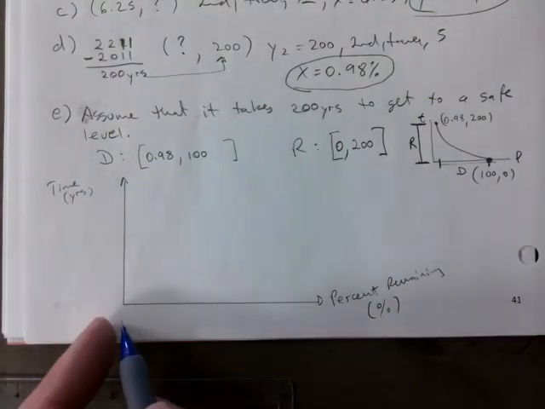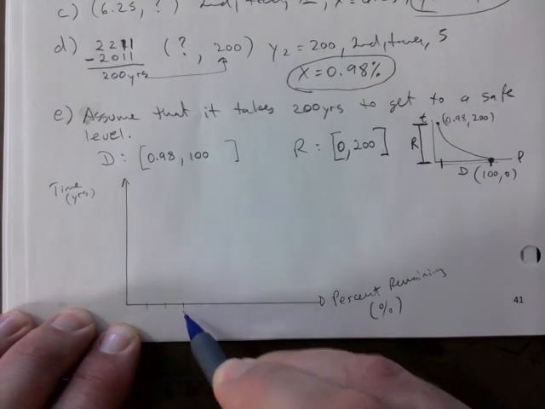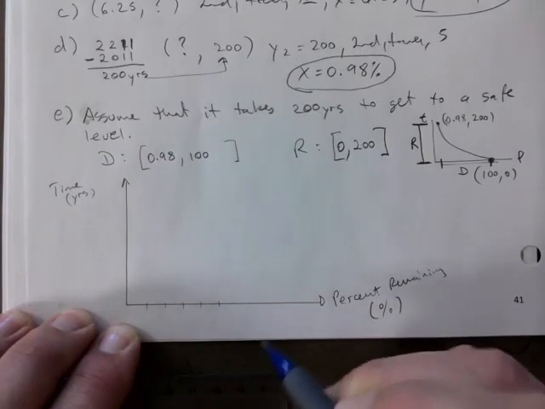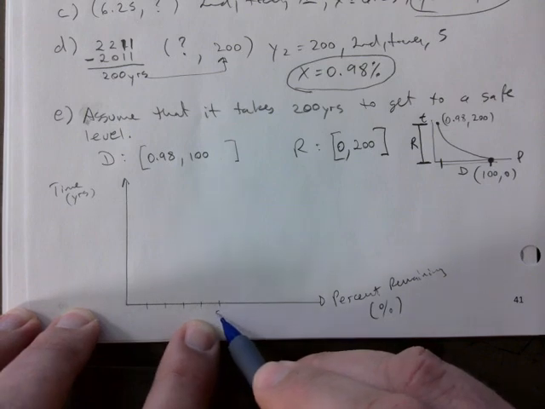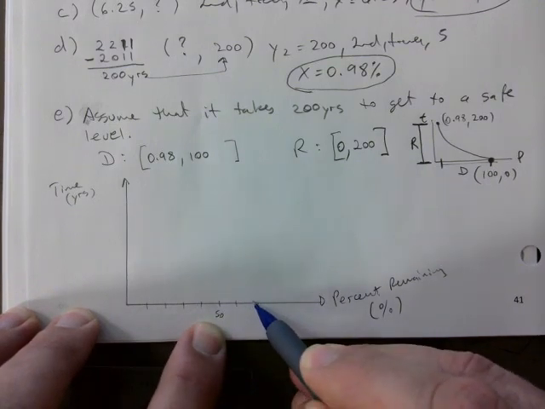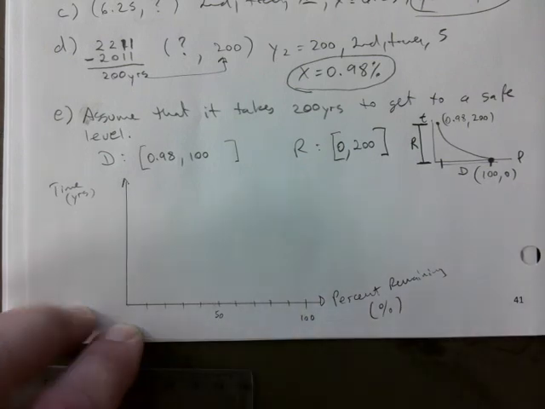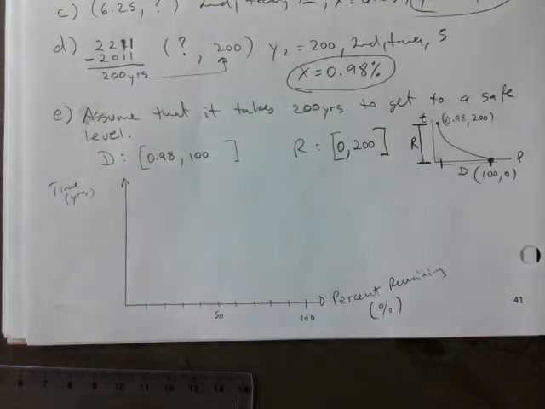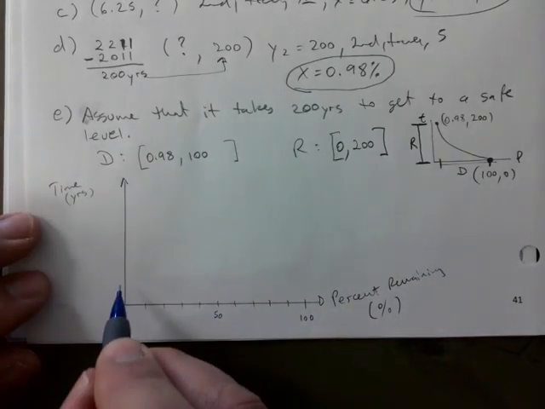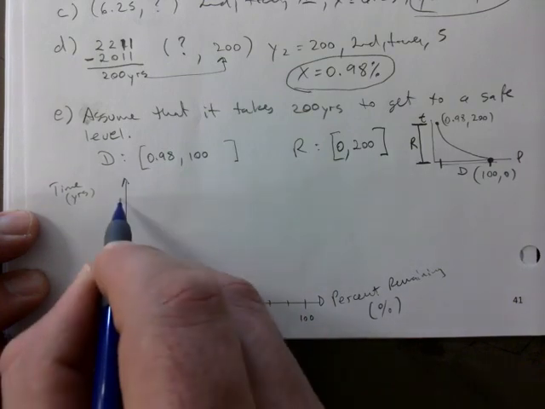And I'm going to make sure my percentage goes to 100. Okay? So I'm going to go 20, 40, 60, 80, 100. I can do better than that. I can go up by 10. This is 50, 60, 70, 80, 90, 100. There we go. And then time, I need to make sure I get to 200 years at least. So I'm going to go 50, 100, 150, 200.